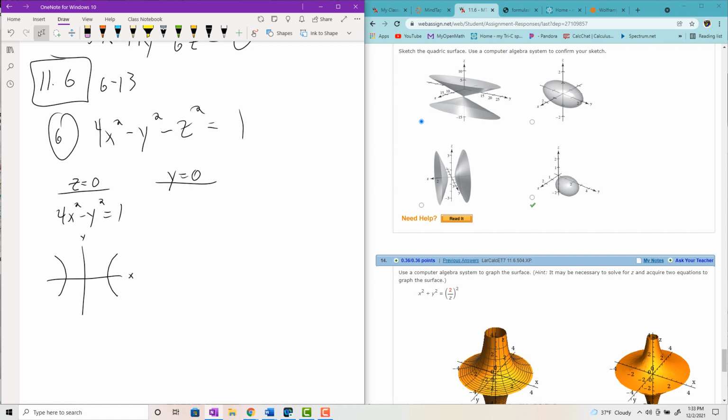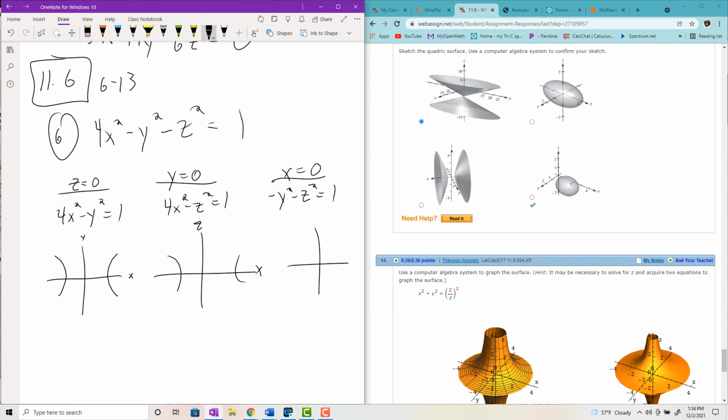Let y equal 0, so you're in the xz plane. You get 4x squared minus z squared is 1. Same picture, except I have x and z as my axes. And then let x equal 0, so you're in the yz plane. And in that case, you're not getting anything helpful, right? The truth is there's nothing there. So usually when there's nothing there, that means you have two pieces, and that's going to be your hyperboloid of two sheets, right?